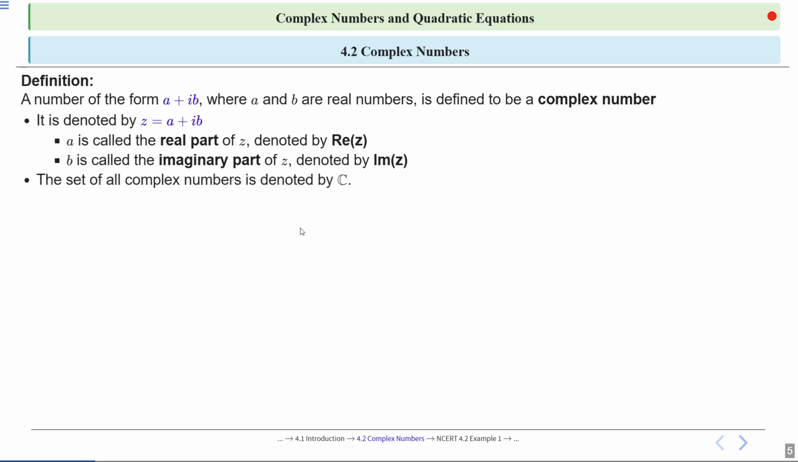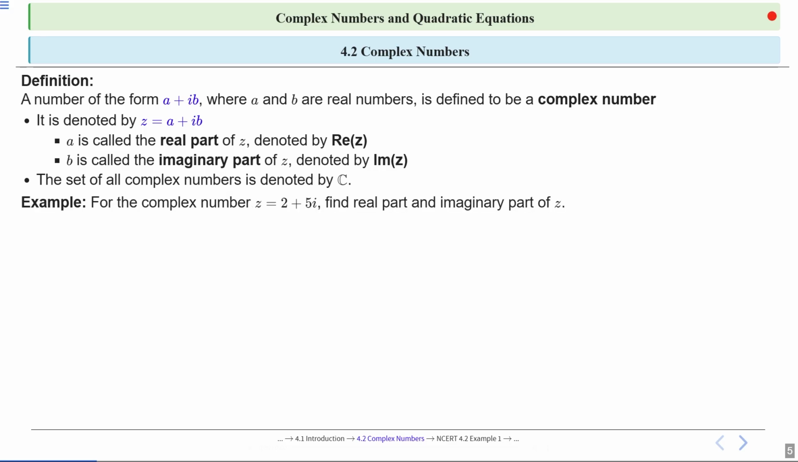All complex numbers together form a set, which we call C. So whenever you see the symbol C, it means the set of all possible complex numbers. This set includes every number that can be written as a plus iota b, where a and b are real numbers.